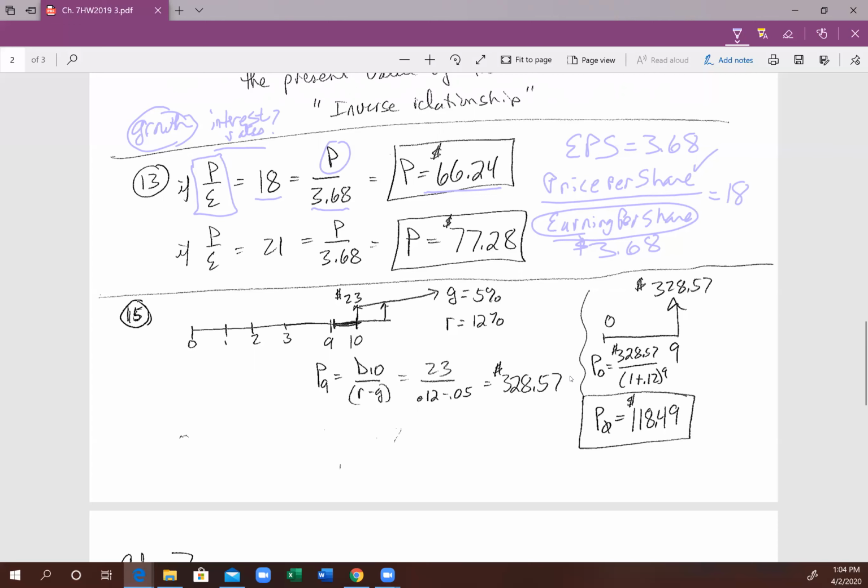Okay. So you can see if somehow the PE multiple were higher, that is, the company had higher growth, and let's suppose the PE multiple for companies similar to this is around 21. If the PE multiple is around 21, this is what you'd call multiple expansion, that people now think the appropriate multiple is 21, then a price to earnings multiple of 21 would imply a price of 77.28, whereas a PE multiple of 18 implies a price of 66.24.